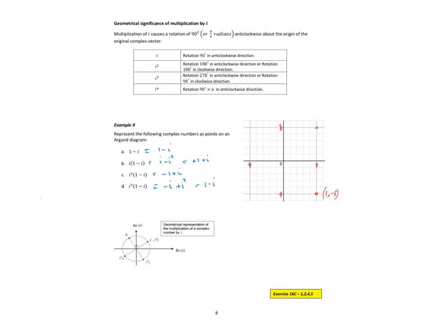So we'll just do it, A, B, minus 1 plus i, C, minus 1 minus i at D. So what we're talking about, that 90 degree rotation, if I do a line to each of those points, we can sort of see that each subsequent point has just been rotated 90 degrees around. Okay, so that's just a nice little geometric observation to make.